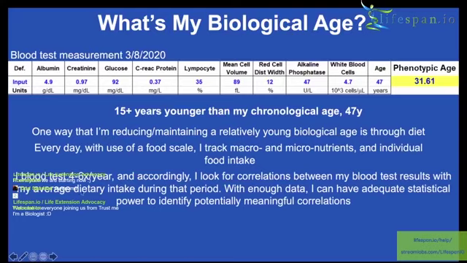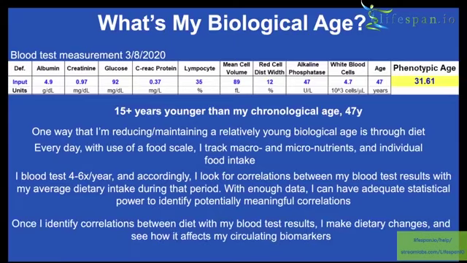I've been blood testing about 4 to 6 times per year. And because I'm tracking my diet, I can take the average dietary intake during that period that corresponds to the blood test, and that's one data point. With enough data points, I can have enough statistical power to identify potentially meaningful correlations between stuff in my diet and my blood tests. If you only measure once a year or less often, it's going to be harder to do that because it's too imprecise. So that's what I do.